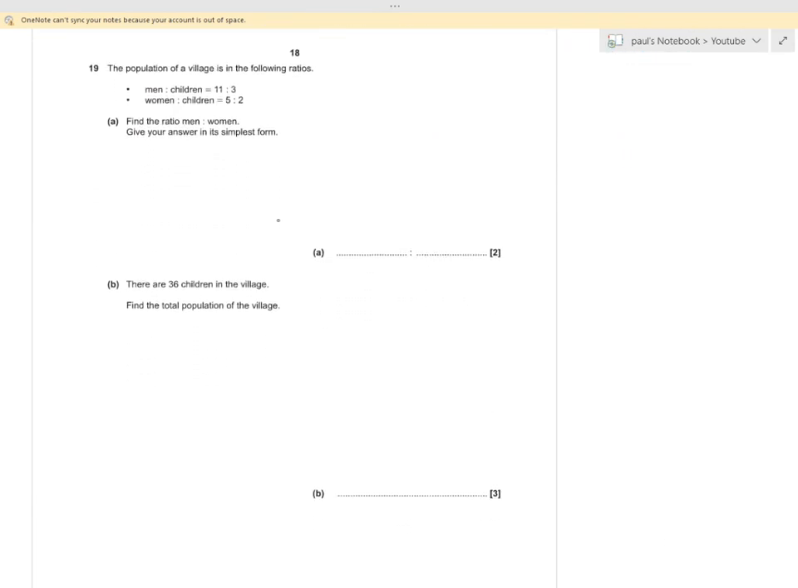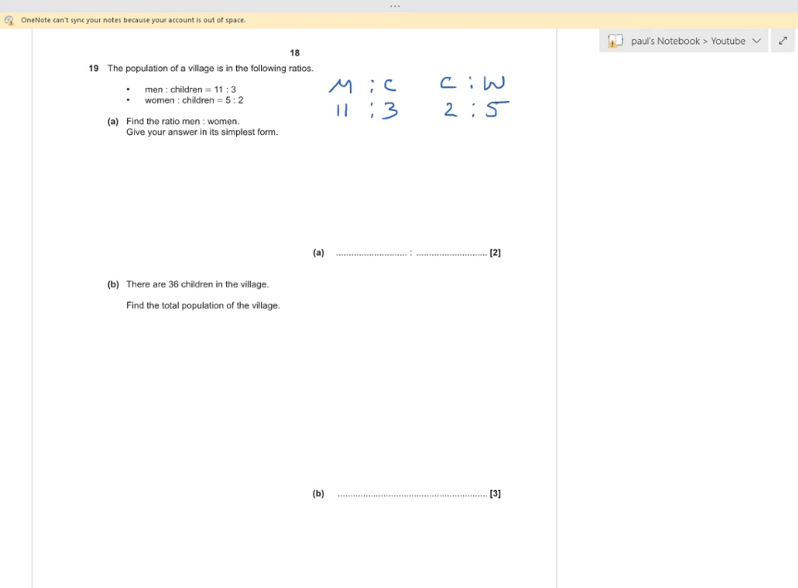Okay. Population of the village is in the following ratios. The men to children are 11 to 3. The women to children are 5 to 2. Find out the ratio of the men. Alright. So men to children is 11 to 3. And the children to women, I'm writing this the other way around, yeah? Children to the women is 2 to 5.